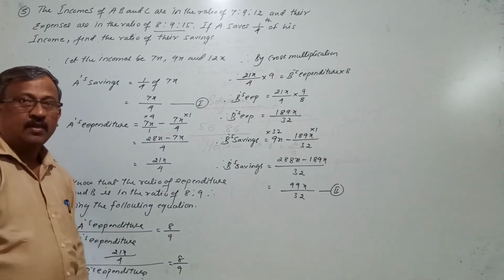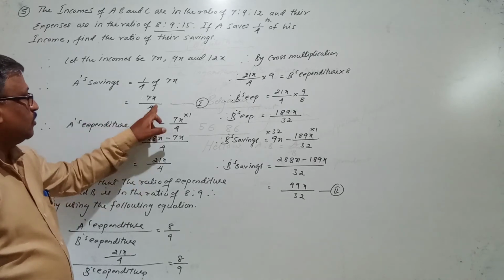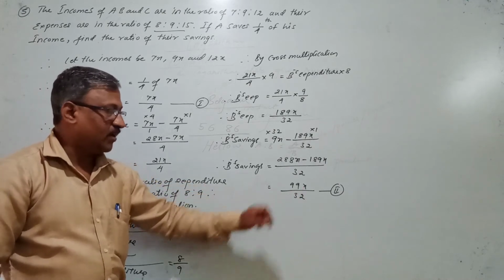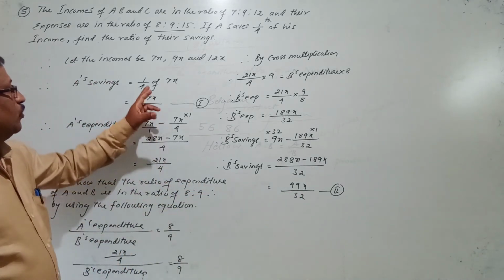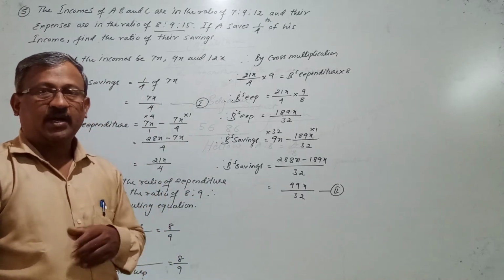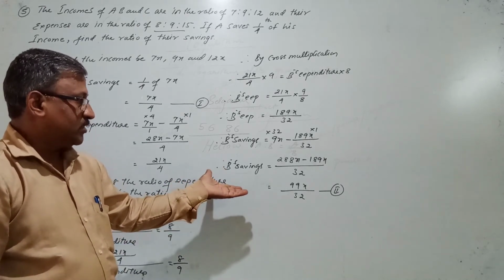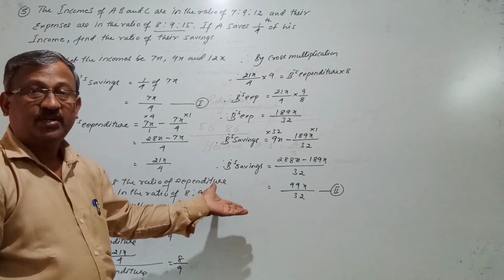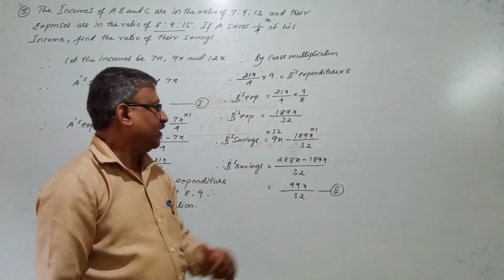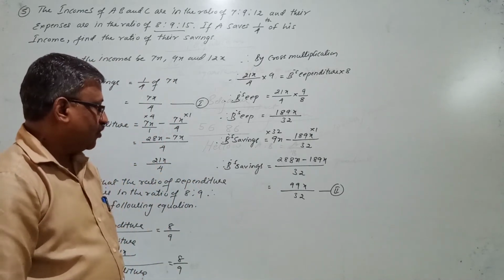So like this, we know now what A's savings is, 7x divided by 4, and B's savings are 99x divided by 32. Now we know the savings of A and B. Now we should know the savings of C. And to know the savings of C, first of all you must know the expenditure of C. First you have to calculate the expenditure of C, and once you know it, we can easily determine the savings of C. So let's calculate the expenditure of C.